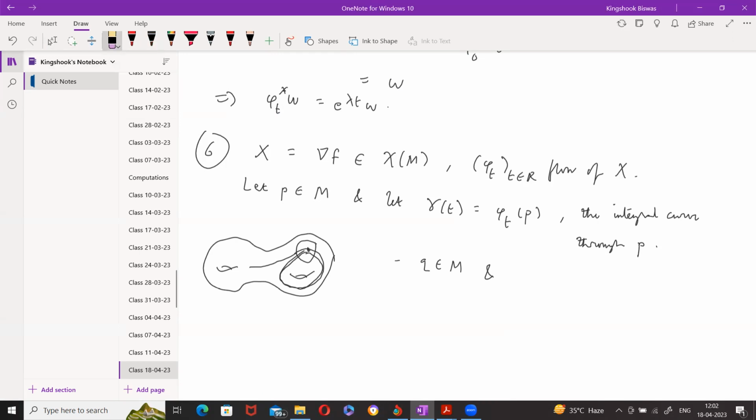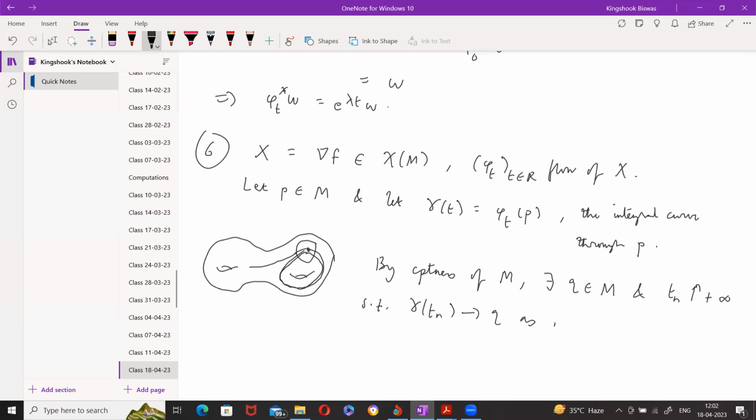By compactness of M, there exists q in M and a sequence t_n increasing to plus infinity such that gamma of t_n tends to q as n tends to infinity, right? Okay. So what's the first point?